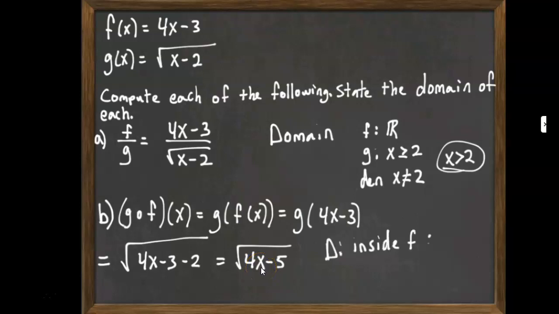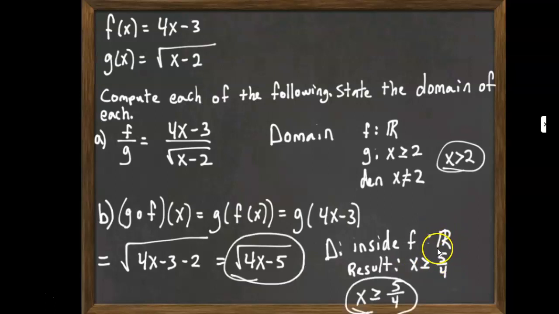And so f, the inside function, doesn't have any limitations on its own. It's a linear function. Then we look at the result. Well, the result is a radical with 4x minus 5 on the inside. So 4x minus 5 has to be greater than or equal to 0. And so our result is that x has to be greater than or equal to 5/4. And then we put those limitations together to get the domain of our composite function, which would just be x has to be greater than or equal to 5/4.